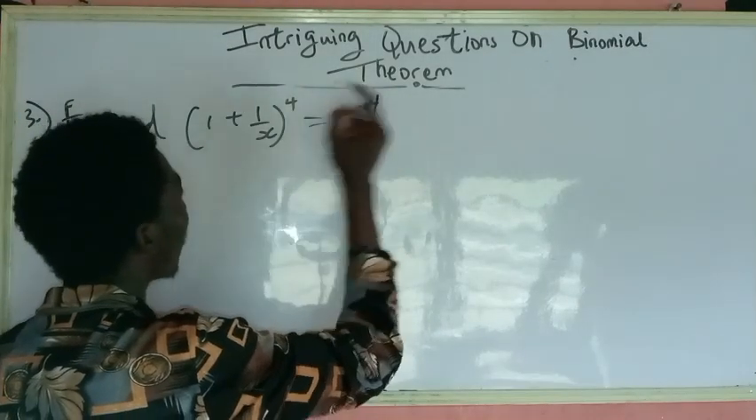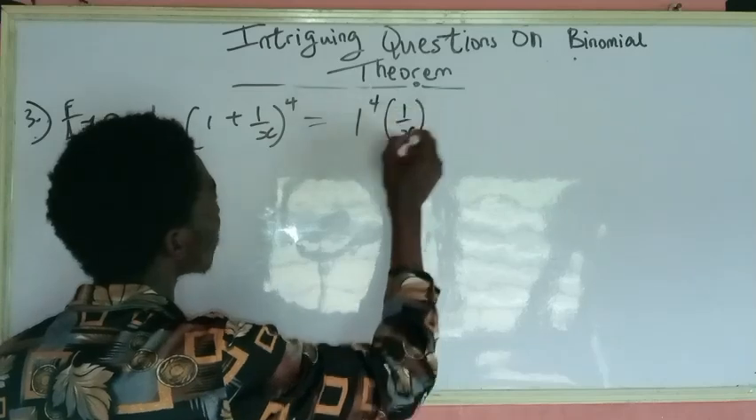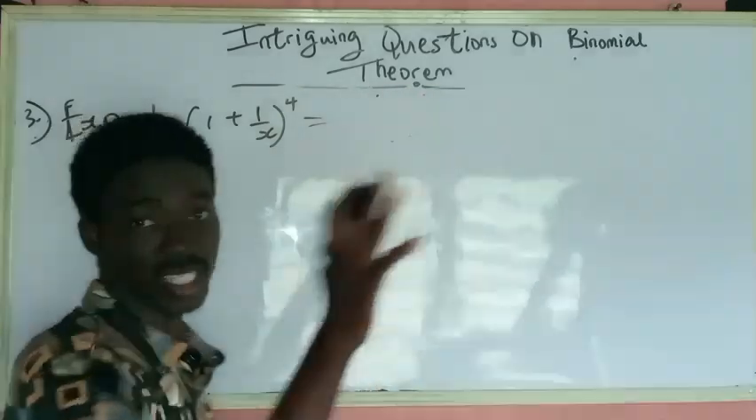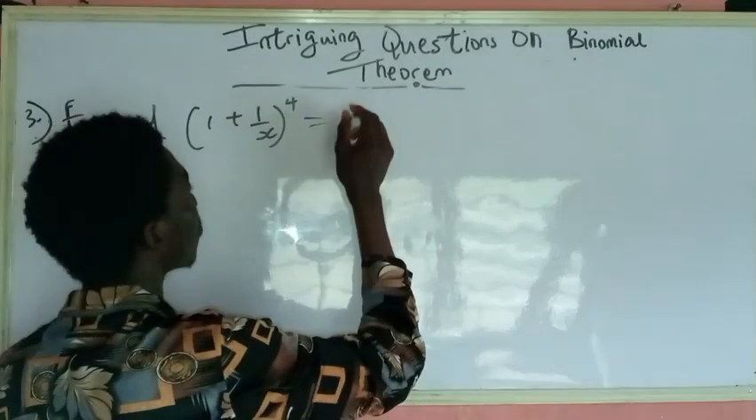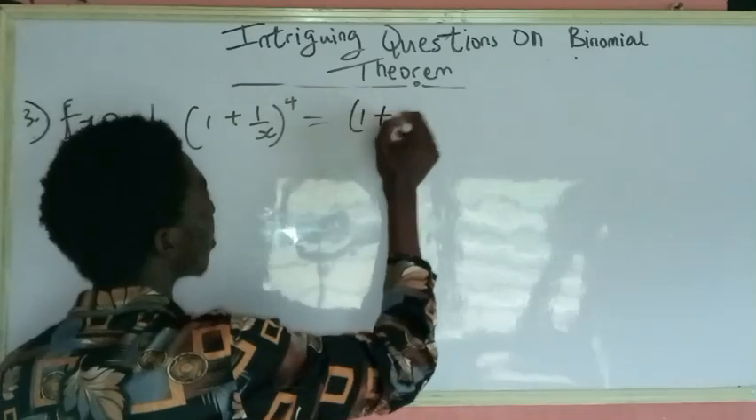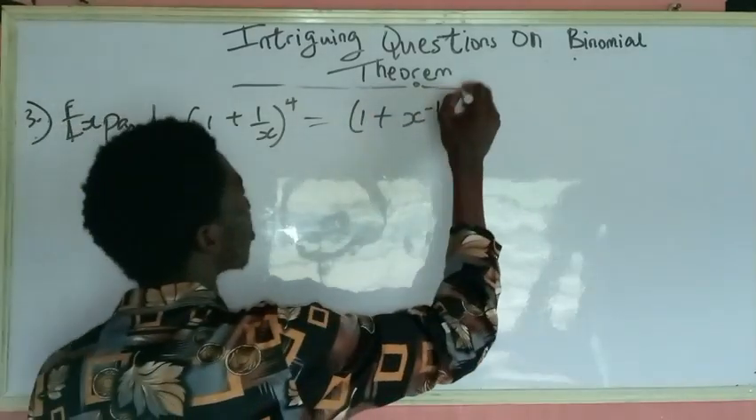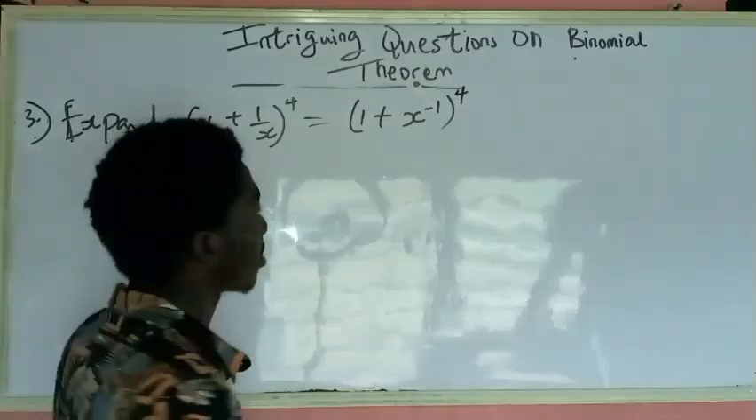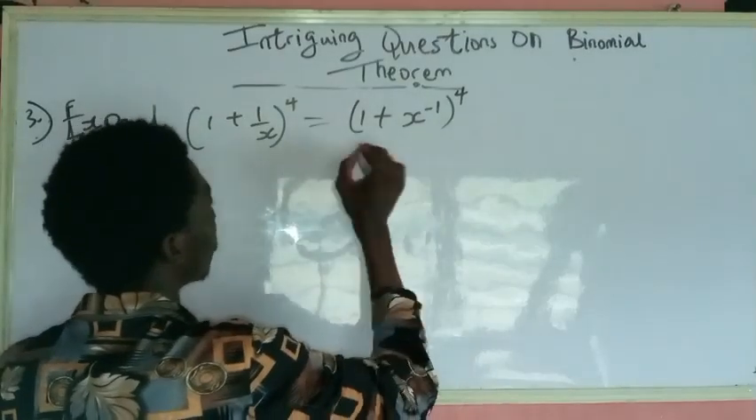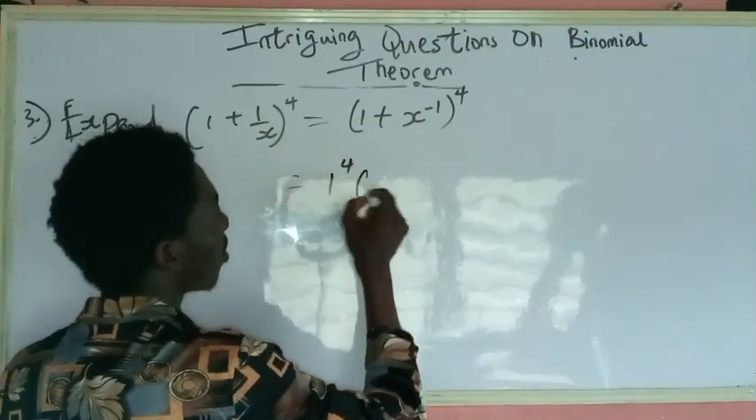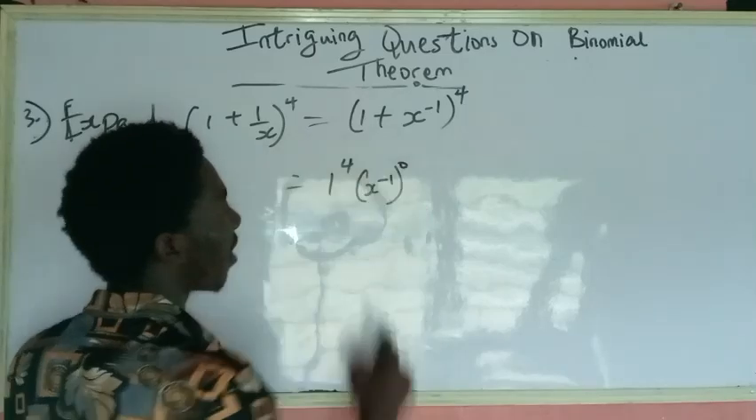1 raised to power 4, 1 over x raised to power 0. But before you do that, if you can try to write this as x raised to power minus 1. Are you getting? So raised to power 4. That makes more sense. Then you can say, okay, so this is what? 1 raised to power 4, x minus 1 raised to power 0.